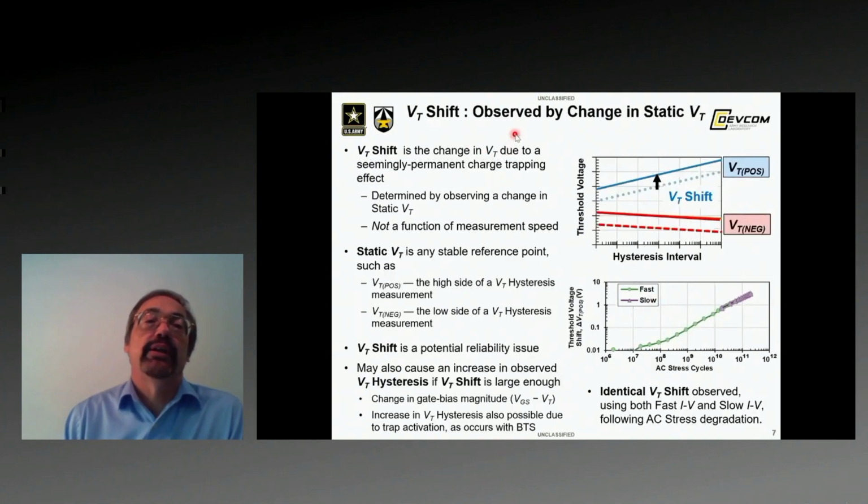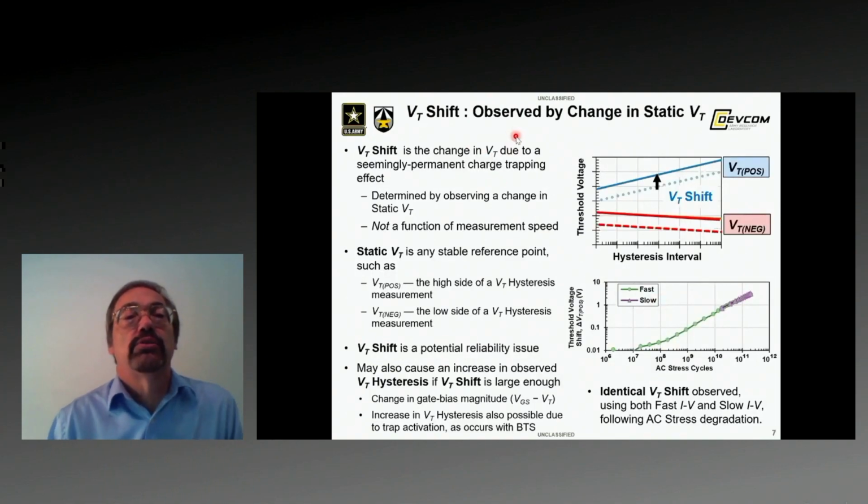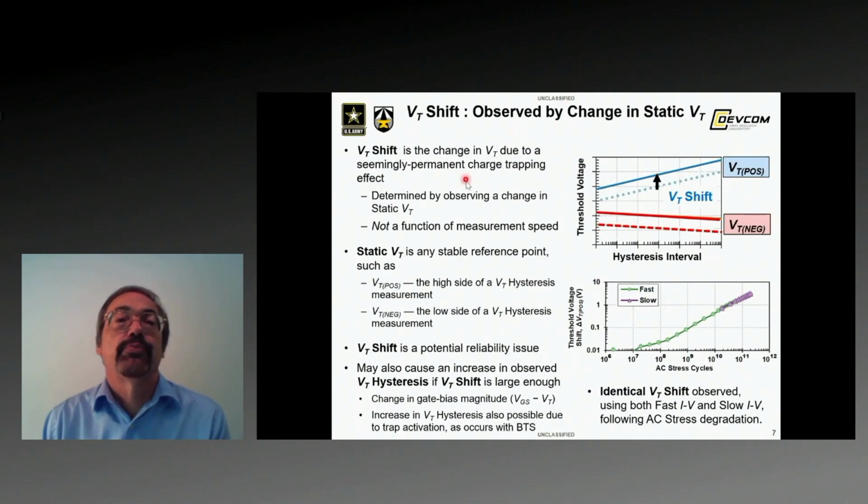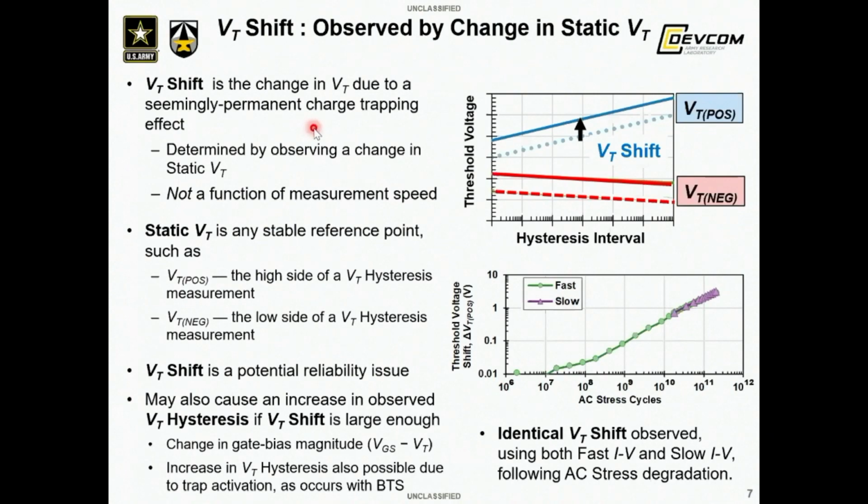VT shift, on the other hand, is a change in threshold voltage due to a seemingly permanent charge trapping effect. It is determined by observing a change in static VT, and is not a function of measurement speed. Static VT is any stable reference point. It could be VT pos, the high side of the VT hysteresis measurement, or you could also use the low side of the VT hysteresis envelope.